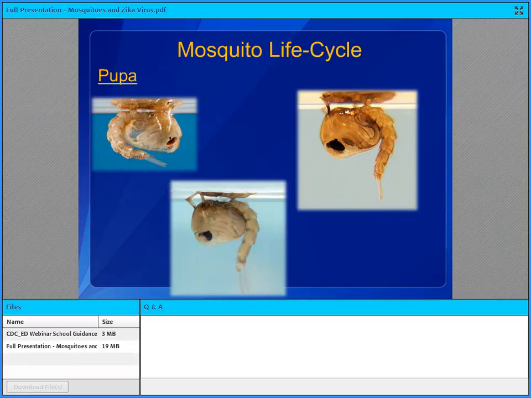Here's the pupa, the last stage before it emerges as an adult. And you can see again, there's a little tube that reaches up to the surface of the water, which is how the developing mosquito is going to get air from the surface.